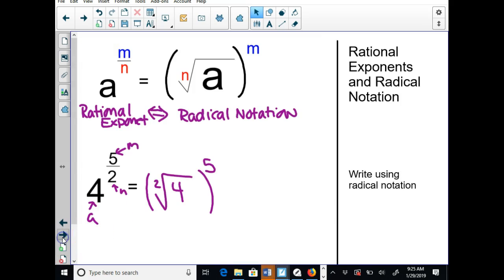Then finally, we talked about rational exponents and going from rational exponent notation to radical notation. And we said, hey, if you're in a jam, you can always label them. Here's my A, here's my M, here's my N. Now let's put it in radical notation. Here's my N, here's my A, here's my M.